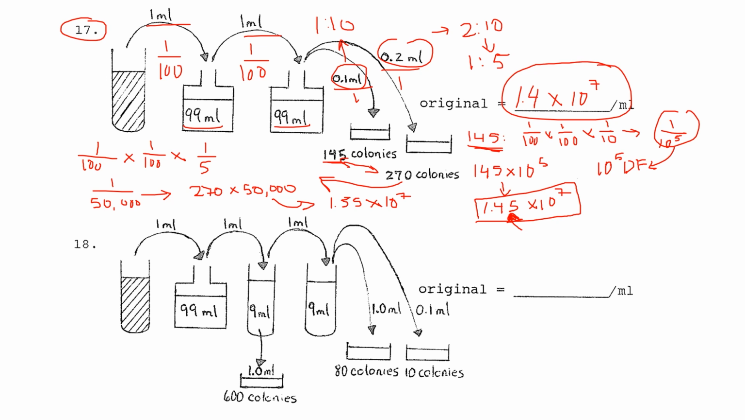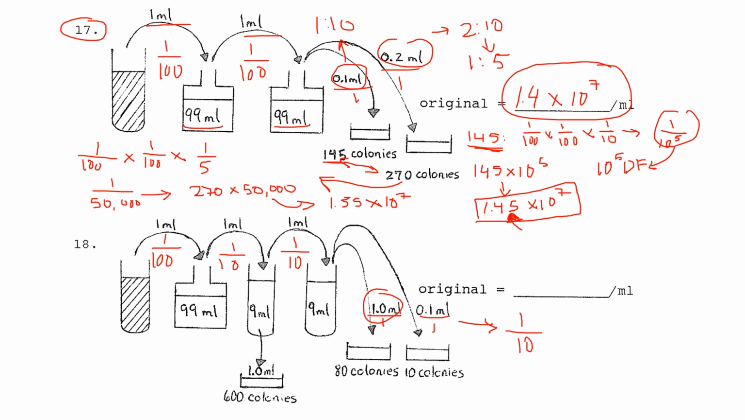So again, calculate your dilutions, right? So 1 into 99 is 100. 1 into 9 is 10. 1 over 10, and then another 1 into 9 is 1 over 10. Remember, these are out of 1, right? So this is just 1, and this is actually a 1 to 10, right?